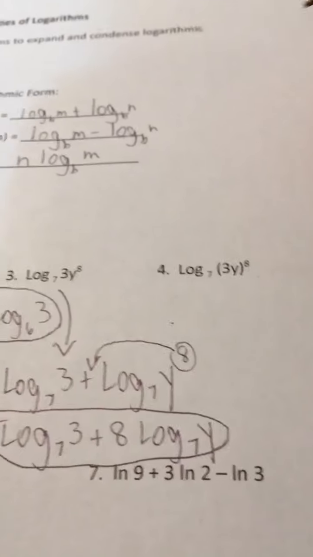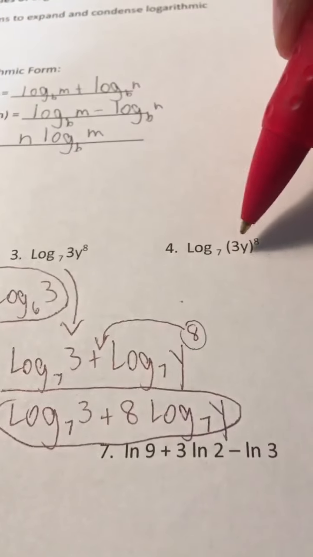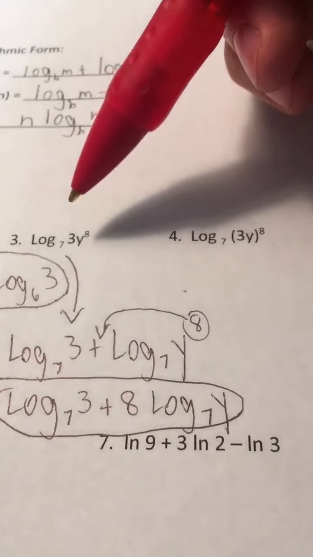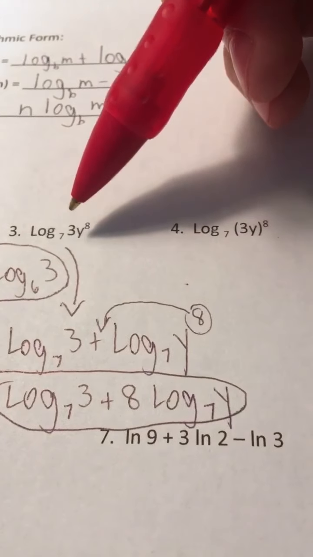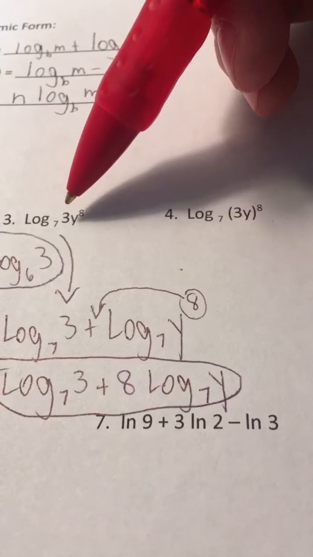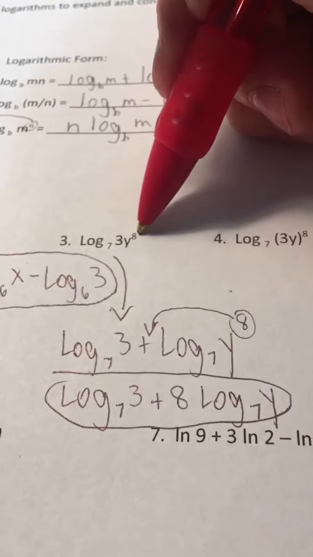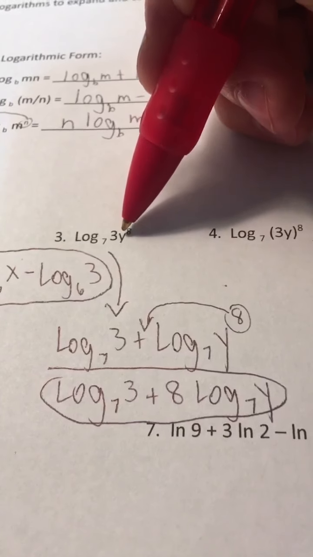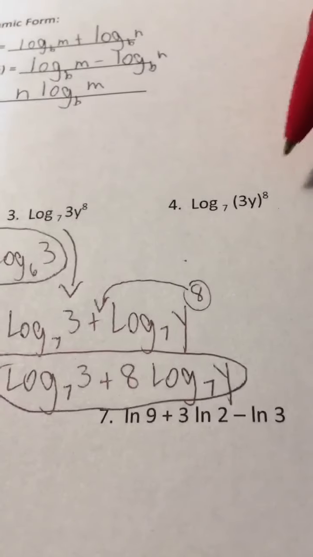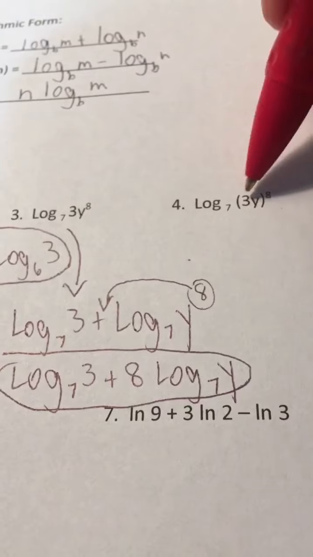And then number 4, log base 7 of 3y to the 8. Well, isn't that the same problem we just did? No, not quite. What's different about it? The parentheses. All right, in number 3, the 8 exponent only applied to the y, not to the 3. But here in number 4, this 8 exponent applies to both of them, to the 3 and the y.